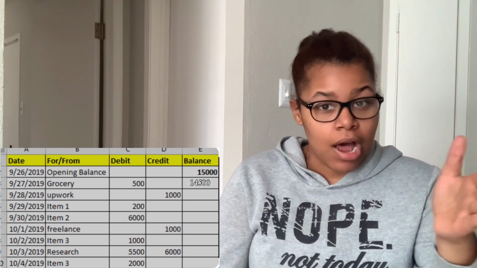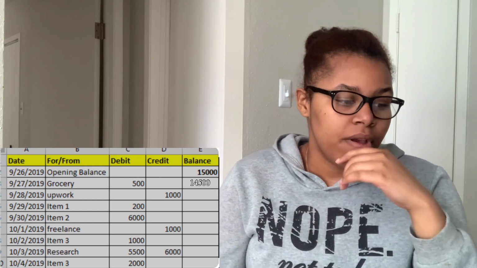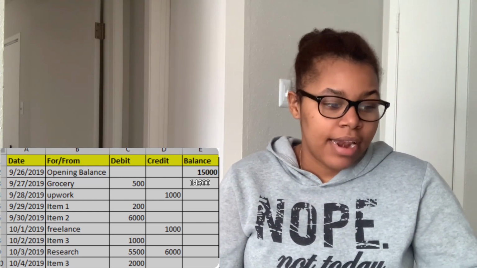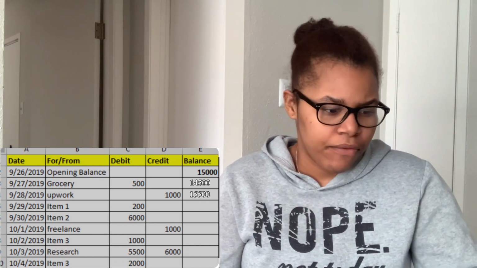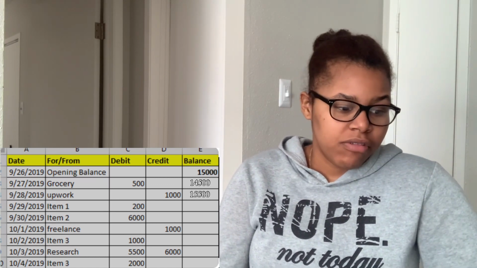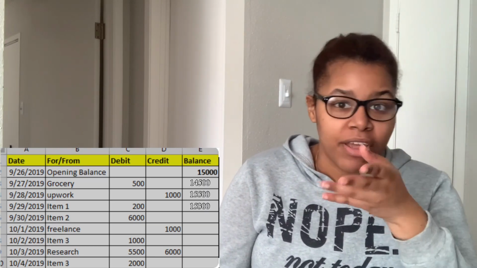That doesn't go in the same column. It's tracked separately. That's money that came in. So instead of your balance being 14.5, now you're back up to 15.5. Okay. Then you spend money on something that's $200. So now you're at 15.3, hypothetically, right?